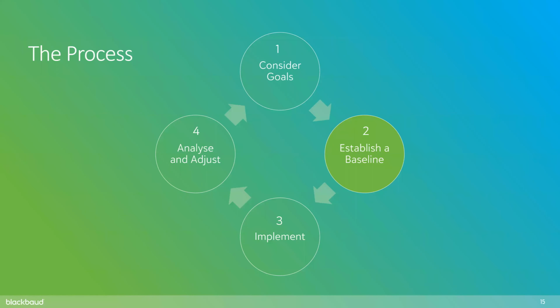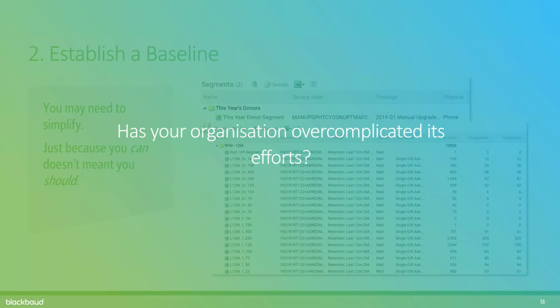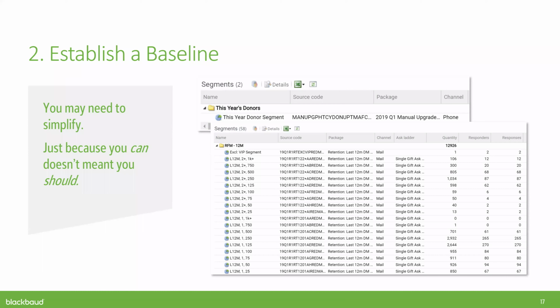which is really where our second step comes into play. We are looking to establish a baseline. What we find with a lot of our organizations is often they have overcomplicated what it is that they are doing. A great example for this, really the go-to example that always springs to mind first, is around segmentation.